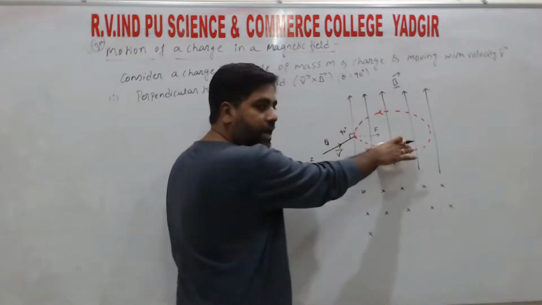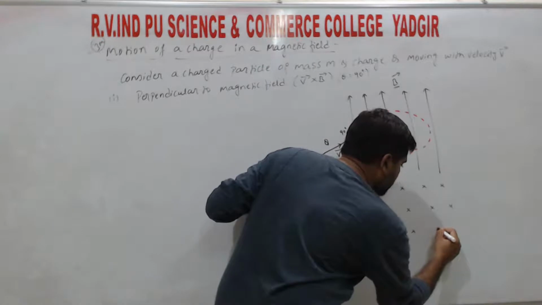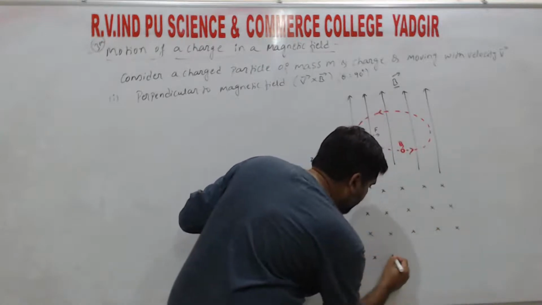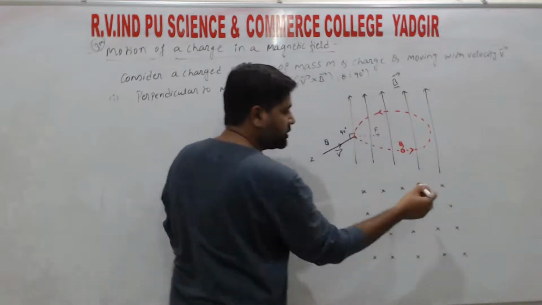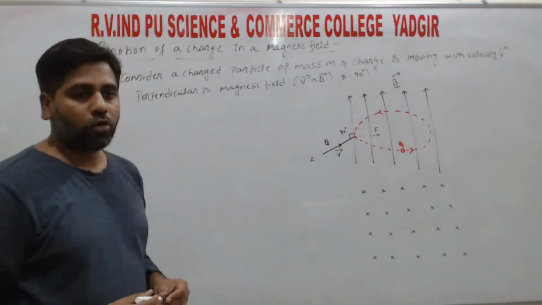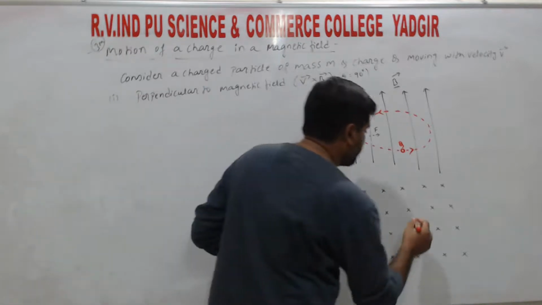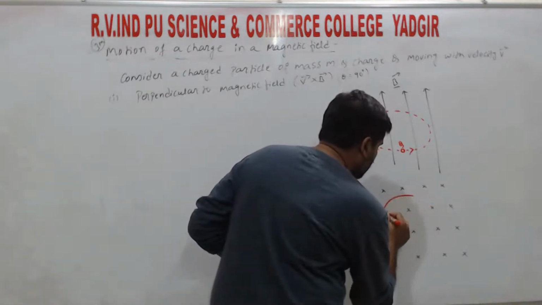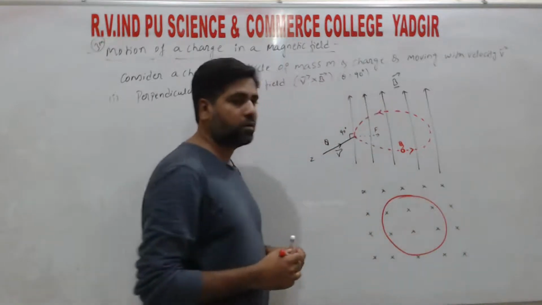This is a three dimensional picture, so if we represent it two dimensionally, the cross mark indicates that the magnetic field is going inside the plane of the paper, that means inside the board. So the magnetic field passes into the board, right? So this is the circular path. Consider it as a circle, right?